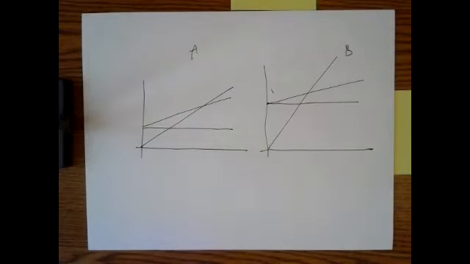And the first question, part A, is: assuming the graphs are drawn to scale, which provider has the greater fixed costs, the greater variable cost rate, and the greater per unit revenue? Okay, so these are fairly straightforward.